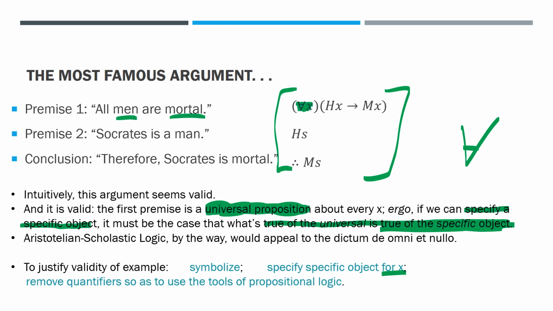Predicate logic just works on top of propositional logic. Remove the quantifiers, you're basically just back at propositional logic, and you can use the standard rules of inference, such as modus ponens, modus tollens, disjunctive syllogism, etc.